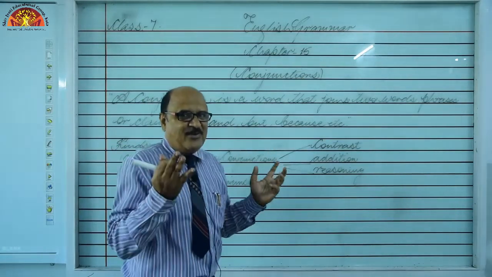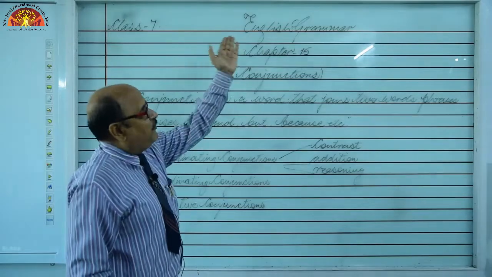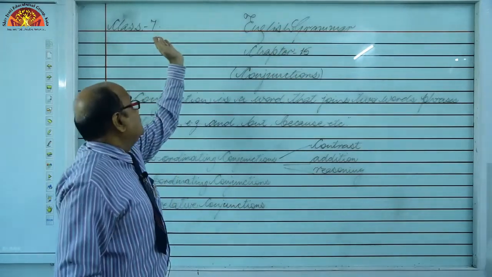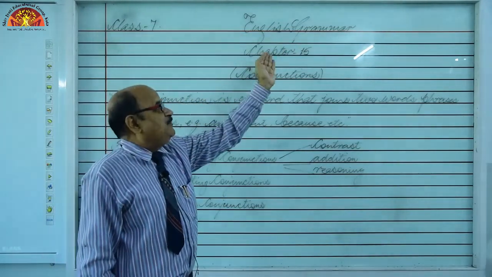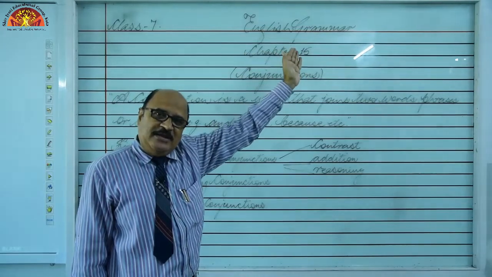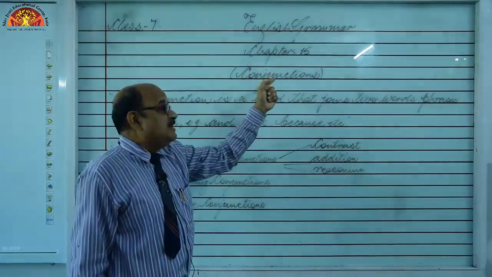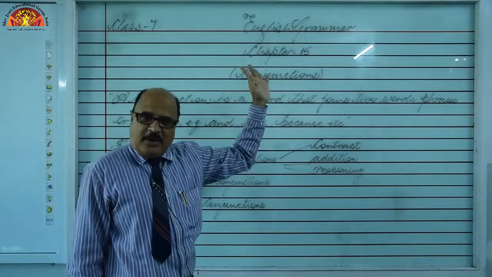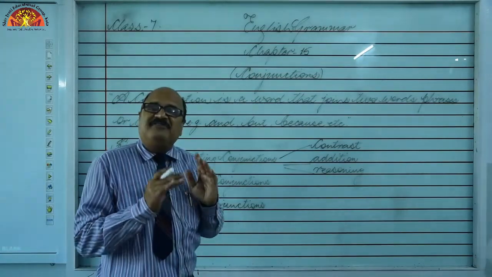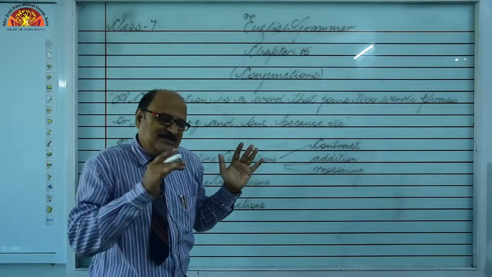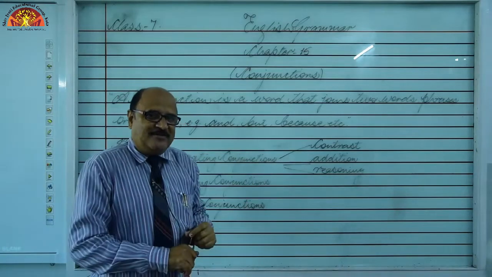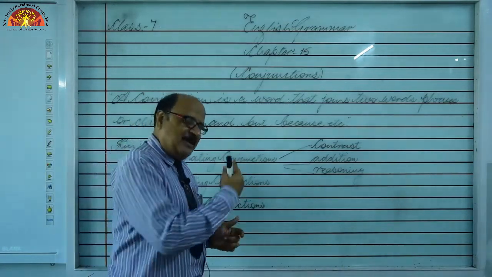So, this is also one of the moments for you to enjoy. How? Because we are going to learn English grammar of class 7 and chapter 15, and that is conjunctions. I hope you will really enjoy it. So, this is just an addition to your enjoyment. Are you ready? Let's see.